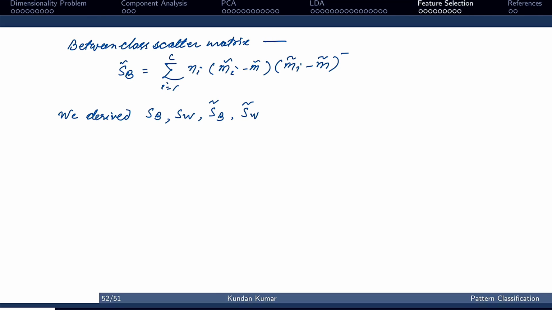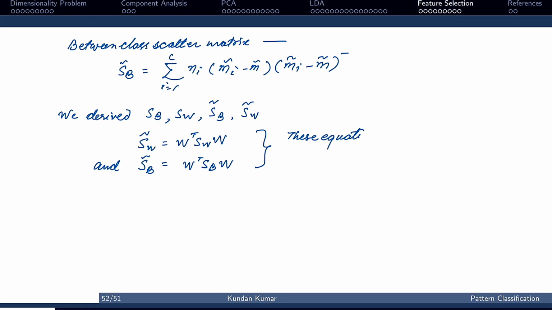Okay. So it is very straightforward to show that SW tilde equal to W transpose SW. Here this W is capital W, where W is basically a matrix, and SB tilde equal to W transpose SB W. Okay. So these equations show how the within class and between class scatter matrices are transformed by the projection to the lower dimensional space.